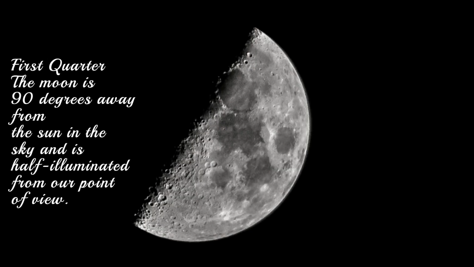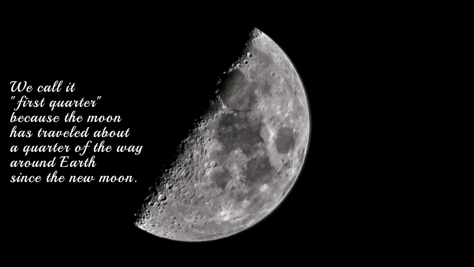First quarter. The moon is 90 degrees away from the Sun in the sky and is half illuminated from our point of view. We call it first quarter because the moon has traveled about a quarter of the way around Earth since the new moon.